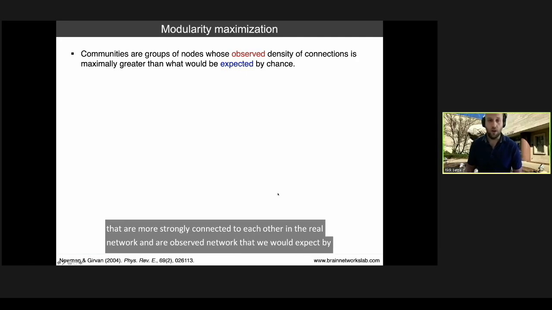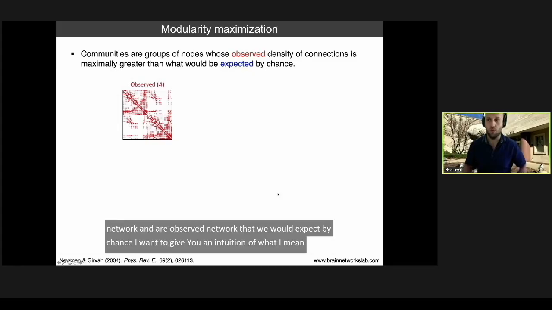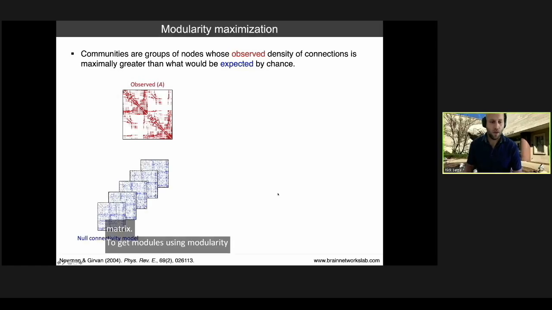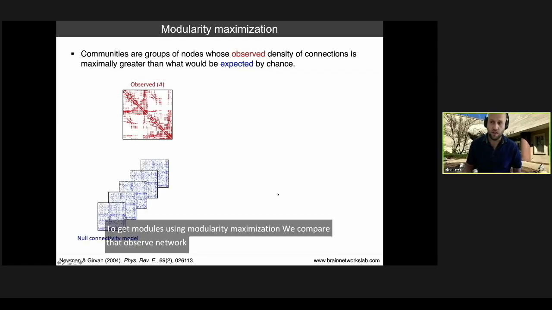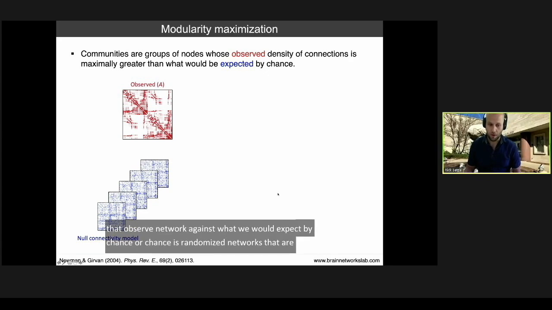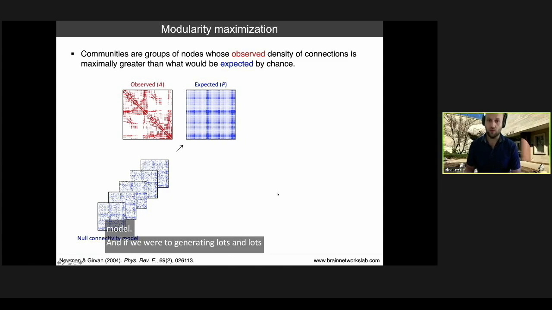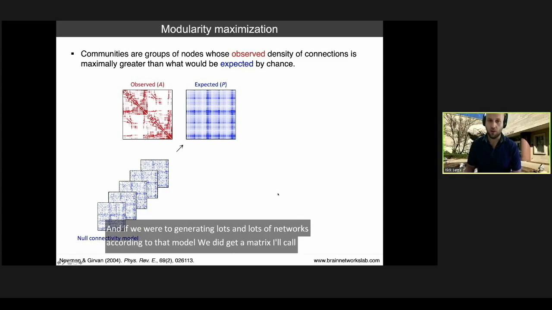So I want to give you an intuition of what I mean by this. All right, so suppose we have some observed network, I'll call it A. This is a structural connectivity weighted adjacency matrix. To get modules using modularity maximization, we compare that observed network against what we would expect by chance, where chance is randomized networks that are generated according to some kind of null connectivity model. And if we were to generate lots and lots of networks according to that model, we'd get a matrix I'll call P, which encodes the expected weight of each connection under that model. So if we ran the model an infinite number of times and asked what's the expected weight of each edge in the network, that's what P tells us.